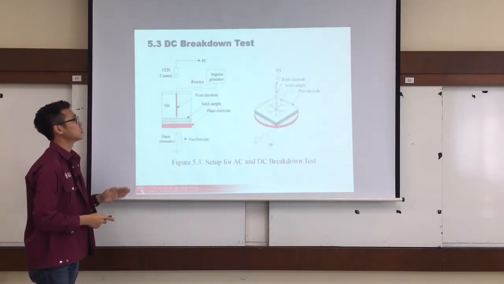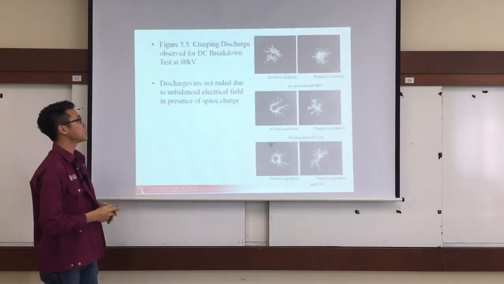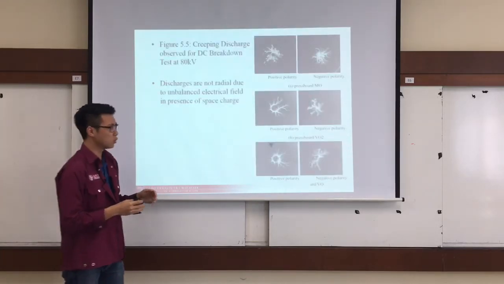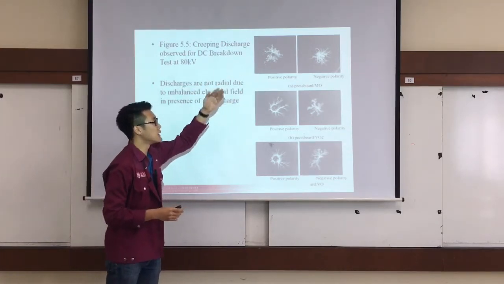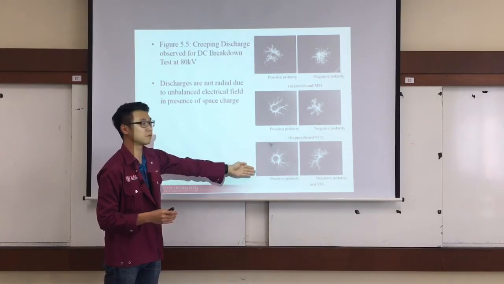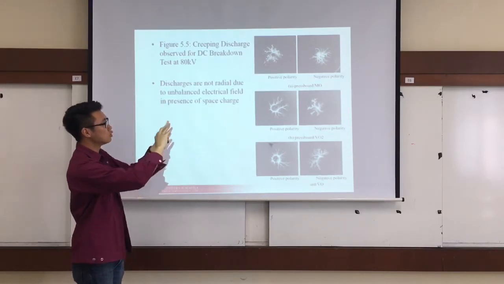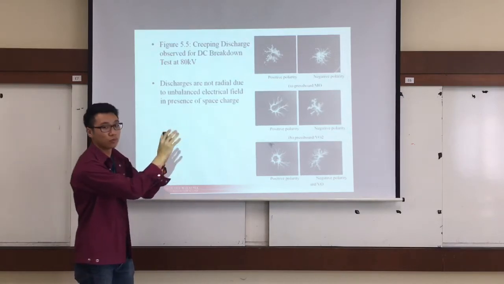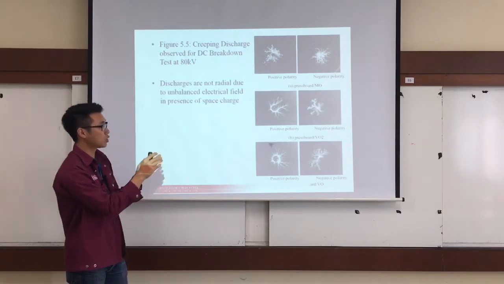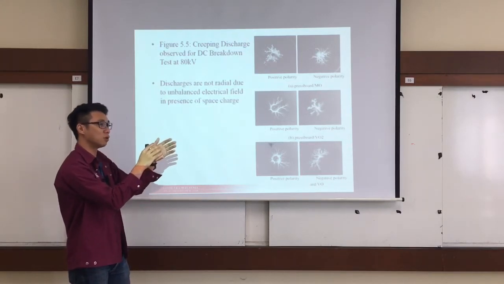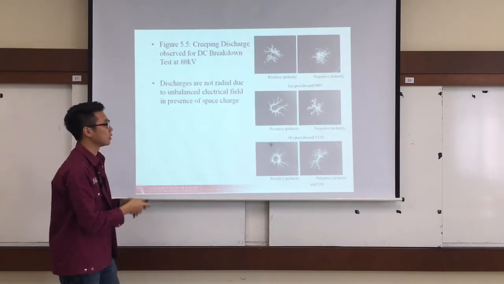Finally, for the DC breakdown test, we use the same configuration as the AC breakdown test, and we apply positive polarity and negative polarity for mineral oils, refined vegetable oils, and unrefined vegetable oils. What we can see here is that the distribution of the discharges is not radial. That is because there is an unbalanced electric field, which causes the electric field to be stronger on one side, so the discharges are more concentrated on one side.